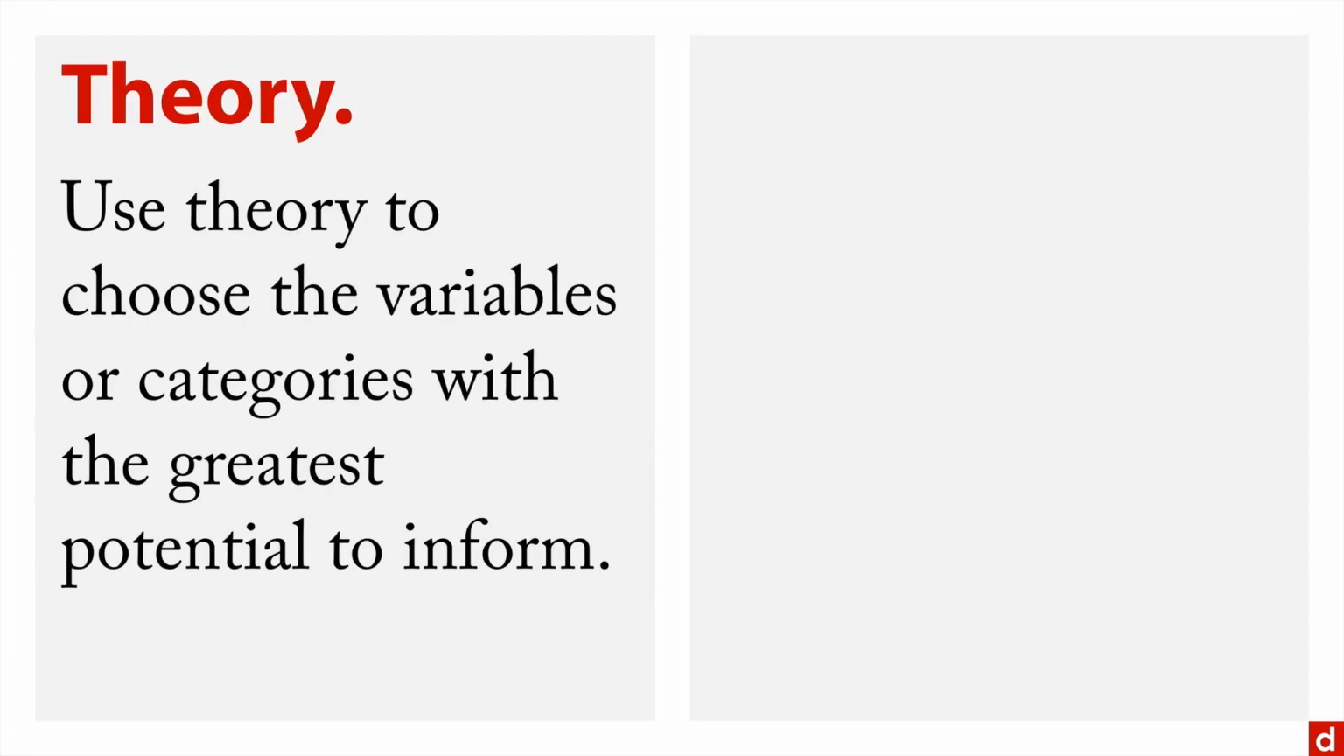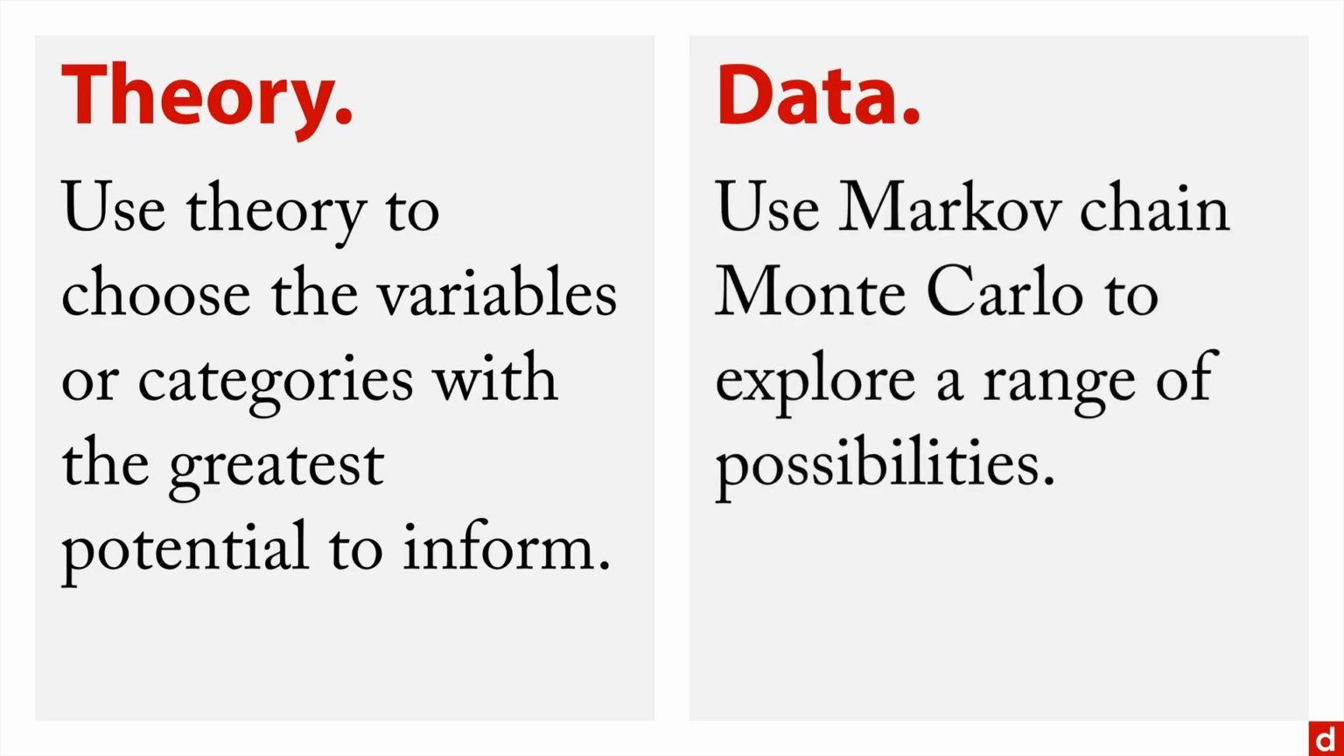A couple of ways of dealing with this. Number one is with theory. Use your theory and your own understanding of the domain to choose the variables or categories with the greatest potential to inform. You know what you're dealing with. Rely on that information. Second, there are data-driven approaches. You can use something called a Markov chain Monte Carlo model to explore the range of possibilities without having to go through every single one of your 95 trillion combinations.